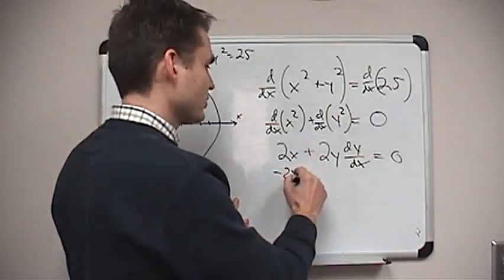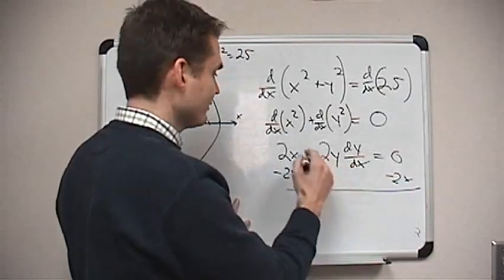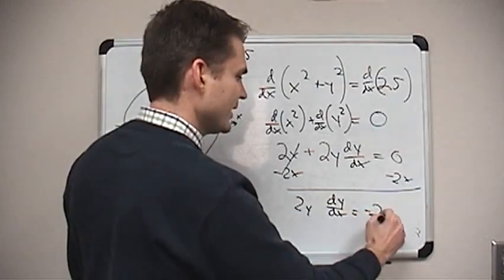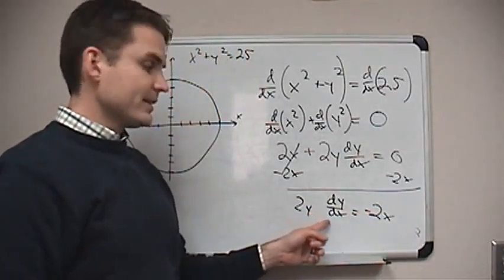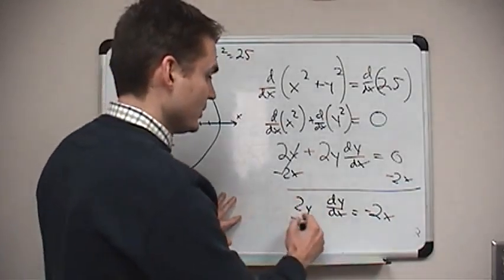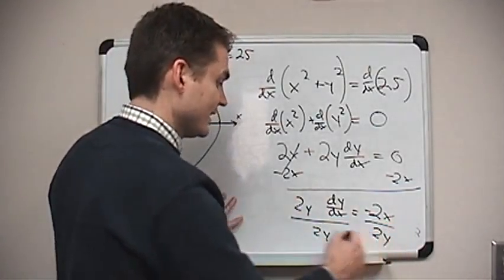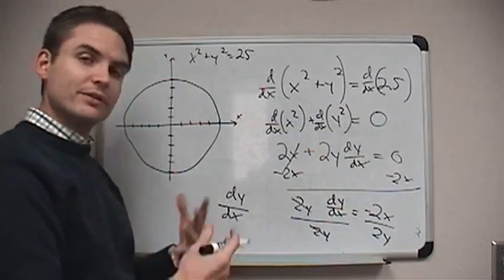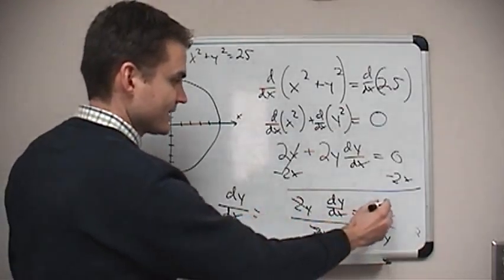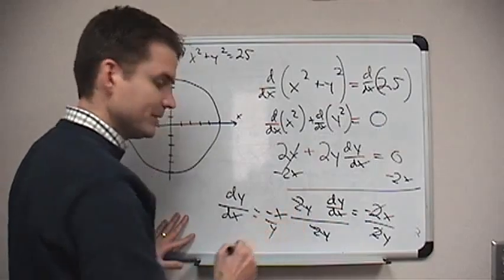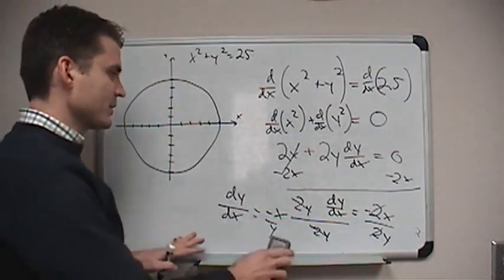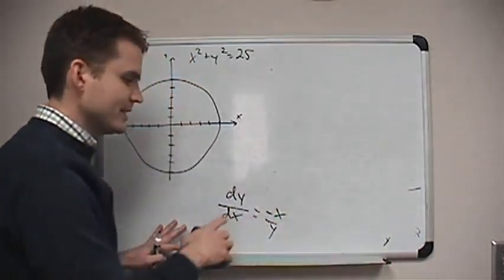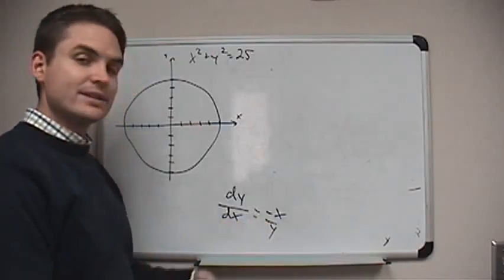So I subtract 2x from both sides. I'm just trying to get this symbol by itself. I get 2y times dy dx equals negative 2x. And to get the dy dx by itself, I just divide both sides by 2y. That will cancel the 2y factor over here. And I get dy dx, the derivative of y with respect to x, is negative x over y. Now I'm going to erase my work and just focus on this formula, dy dx equals negative x over y. It's just a derivative.